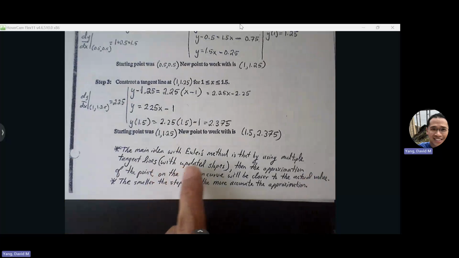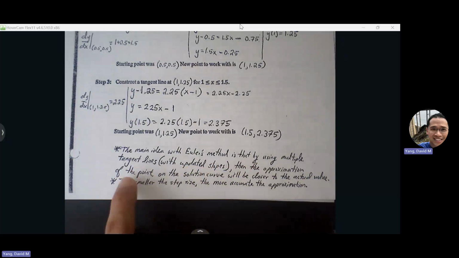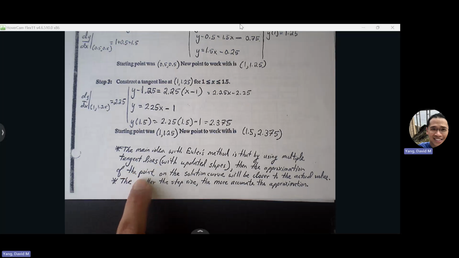Okay, so here's the whole purpose here. The main idea with Euler's method is that we're using multiple tangent lines with updated slopes, and then the approximation of that point on the solution curve will be closer to the actual value. The smaller the step size, the more accurate the approximation. If we're taking smaller increments, the derivative is going to help us give more detail, so we're going to have more accuracy. But if we're taking larger steps, then our accuracy will be less.